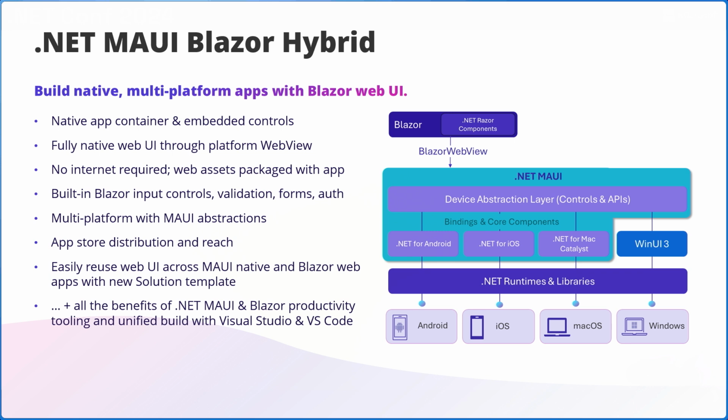Then, basically all those Blazor assets are packaged with the app. So no internet is actually required. The UI is packaged with the app. You also have access to all the awesome Blazor built-in components that you might be used to if you're a Blazor developer, like input controls and validation and forms and auth. But you use the MAUI abstraction layer to get at the multi-platform. So you write once and you can target multiple devices.